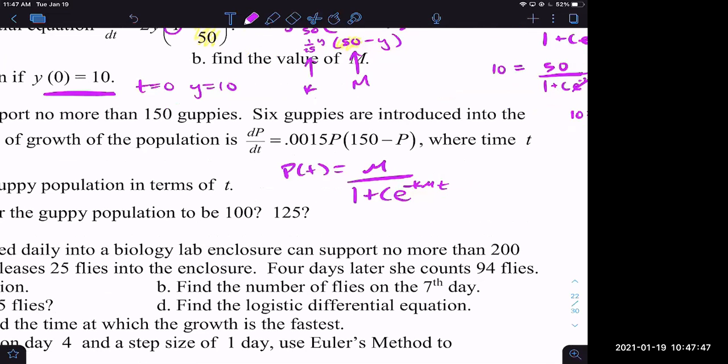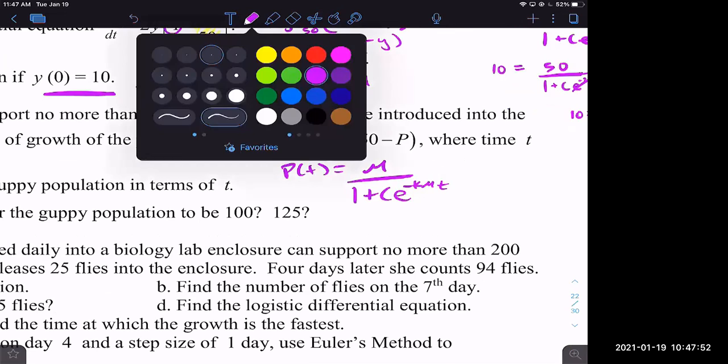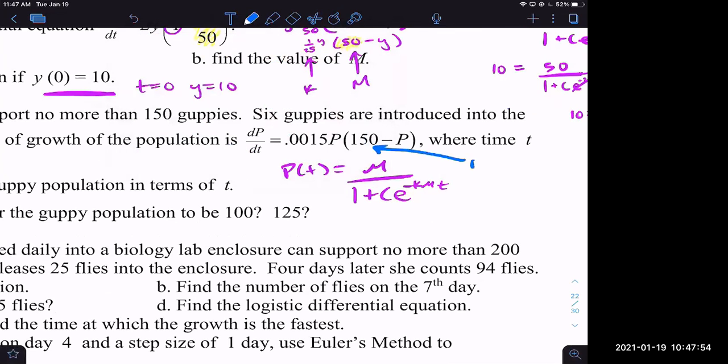What's m on this one? Yeah, m is the 150. What's k? Yeah, this decimal right there, right?